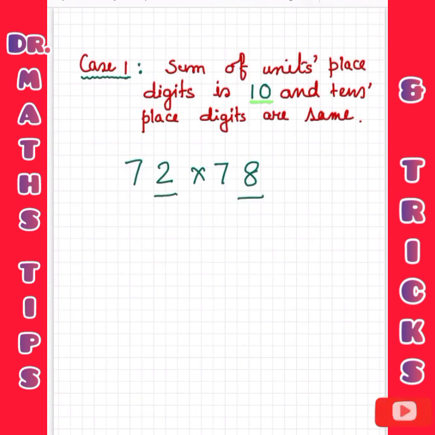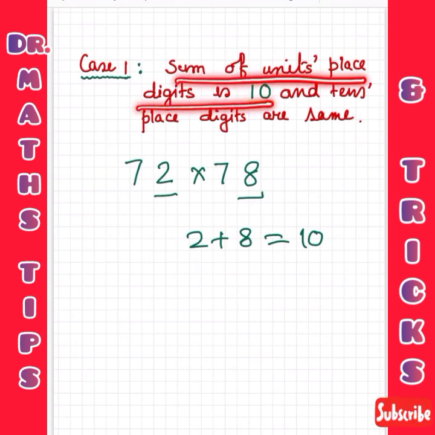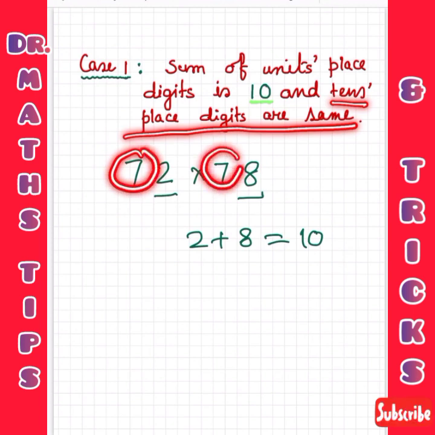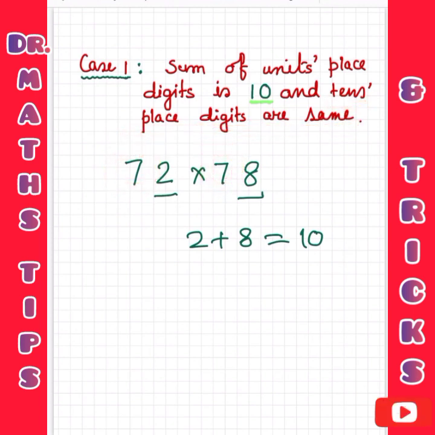Let us take two numbers, 72 and 78. Here the units place digits are 2 and 8. We see that 2 plus 8 is equal to 10. Look, the sum of the units place digits is 10. And we see that the tens place digits are the same, here 7 and 7.